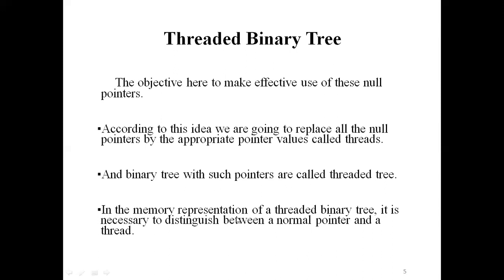In the memory representation of a threaded binary tree, it is necessary to distinguish between normal pointer and a thread. So definitely here your node will have different fields. One will be storing data, another will be holding address of a child, and one will be a thread field. So we need to distinguish between these fields, which one is thread and which one is normal pointer. That means which one is the pointer storing the address of a child node.